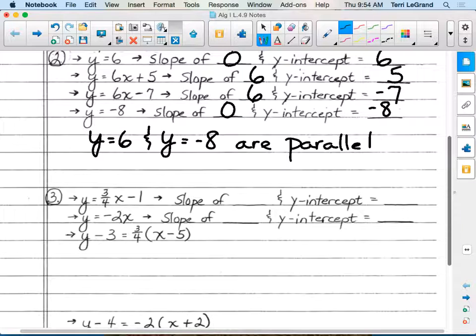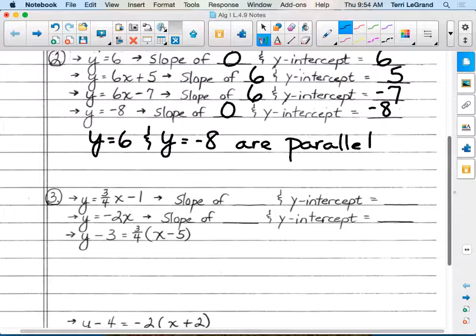Darn. Okay, are there any other pairs of parallel lines? Any other lines that are parallel here? No? The second and the third one should be because they both have what? Slope of 6, but they have different y-intercepts, don't they?